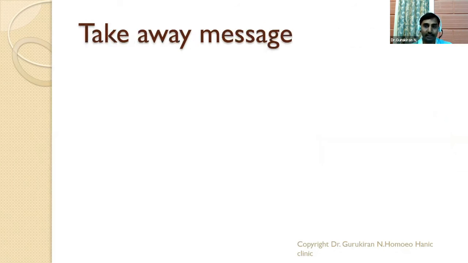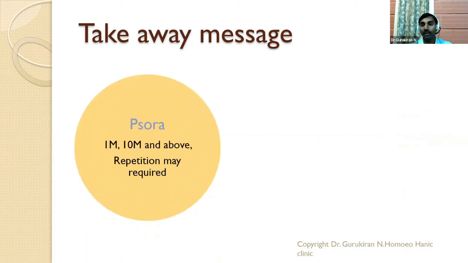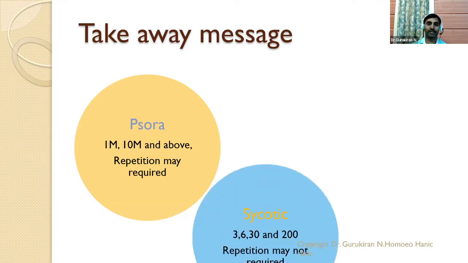So, what is the takeaway message from today's session? When there is psora in the background, that is in psoric cases, 1M, 10M and above may be required, and repetition may be required in the cases. Nowadays, pure psoric cases are difficult to get in our clinical practice. As Hahnemann has written, if there is a psoric case, with psora in the background, if the symptoms are characteristic, PQRS, and we have confidence in the remedy, then the potency should be 1M, 10M and above, and repetition may be required according to the progress.